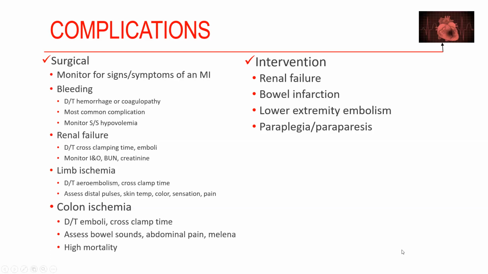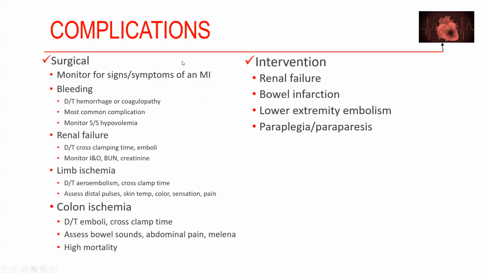Lots of complications. If it's surgical, number one is the possibility of an MI. Number two is bleeding, which is really common. Number three, because we cross-clamped you, will be renal failure. Number four, limb ischemia, because you were cross-clamped. And you can have colon ischemia also, again, because of the cross-clamp.